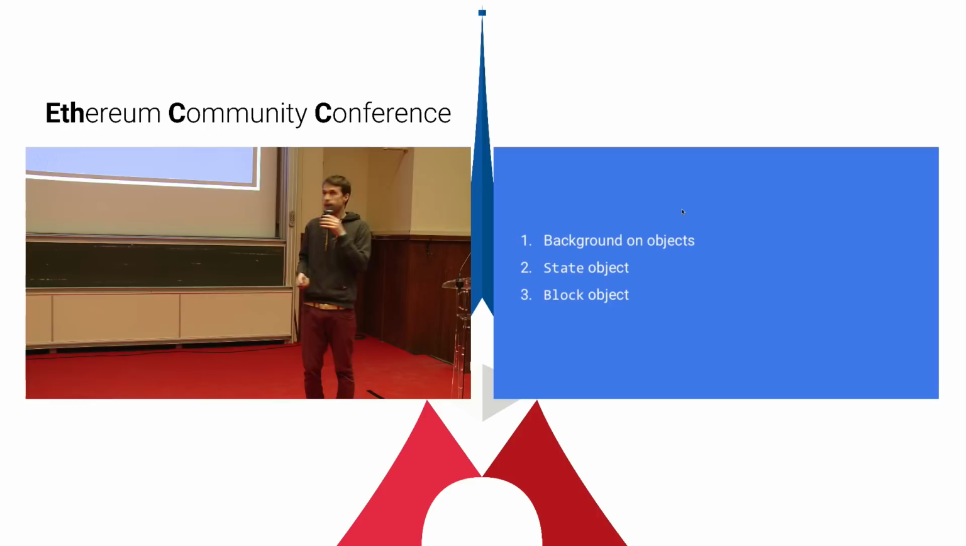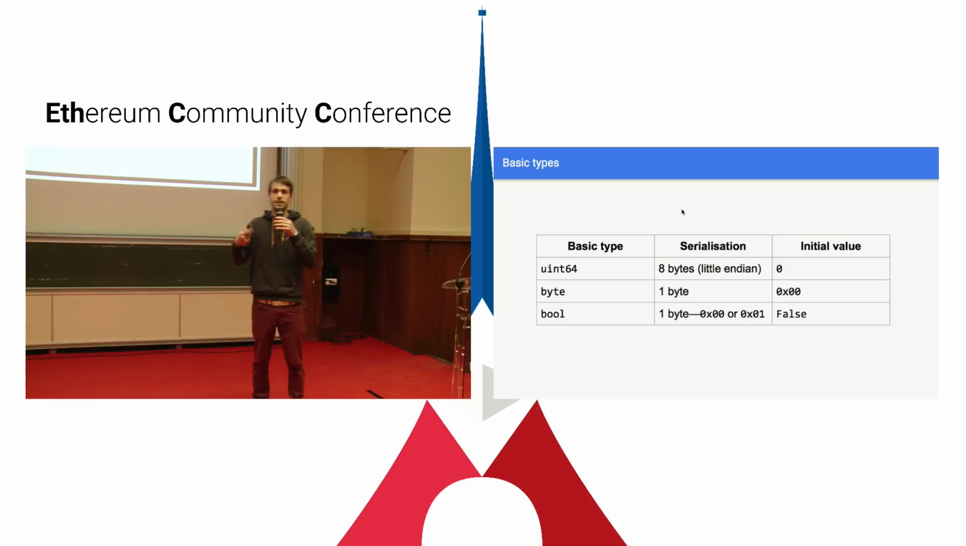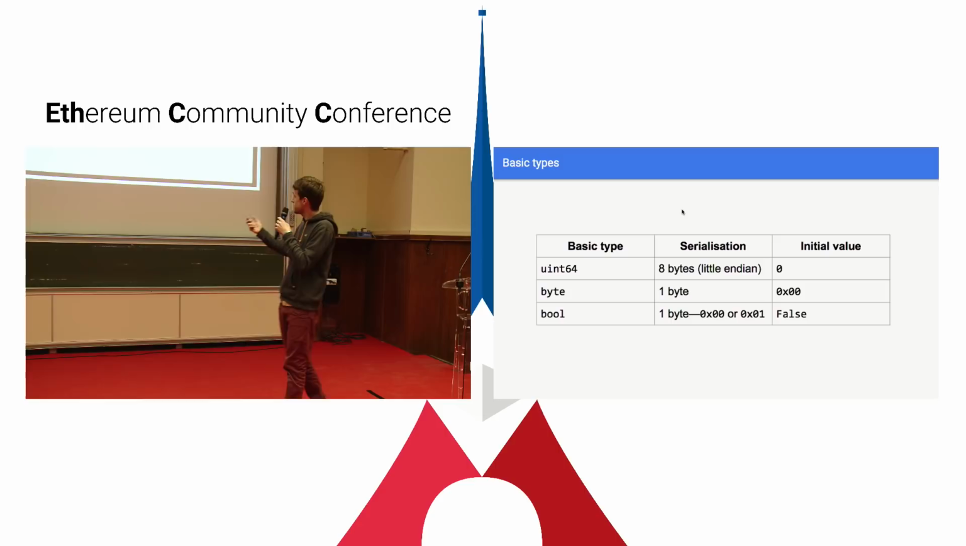Okay, so let's go into the background on objects. The way we build objects is that we start with so-called basic types. We only have three basic types. It's very clean, very simple. We just have a uint64, where we do all the arithmetic. It's unsigned. We serialize it using a little endian serialization, 8 bytes. Then we have bytes. We use this, for example, for hashes or blobs of data. We also use it for pubkeys and signatures, which are just raw bytes. And then we have the Boolean, which we just use for flags.